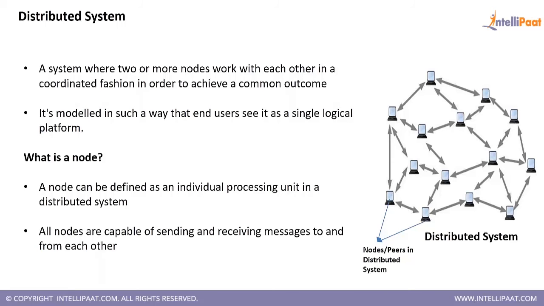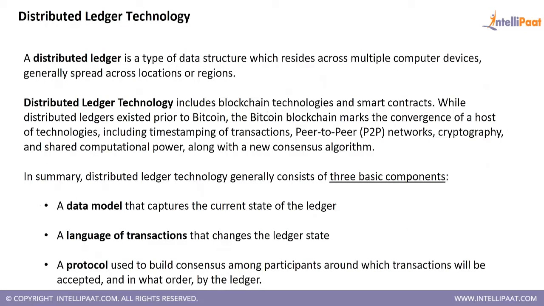Distributed ledger technology, like blockchain, is a type of data structure which resides across multiple computer devices, generally spread across locations or regions. Why do we call that? We are dealing with global payments. For example, we are talking about two people sitting in two different geographies or regions, sharing information or exchanging assets over the business network.